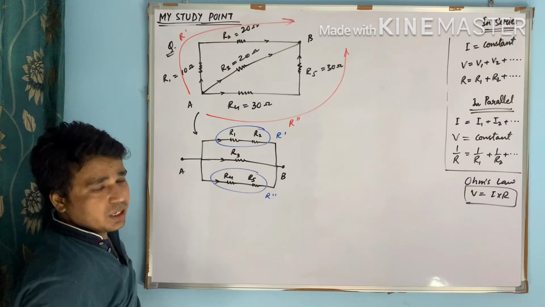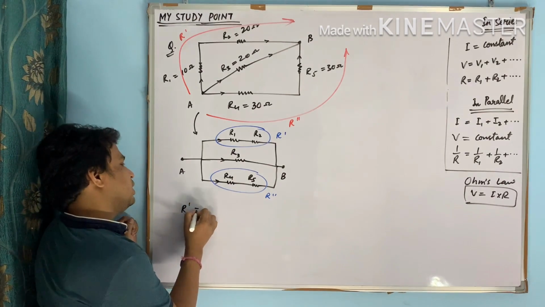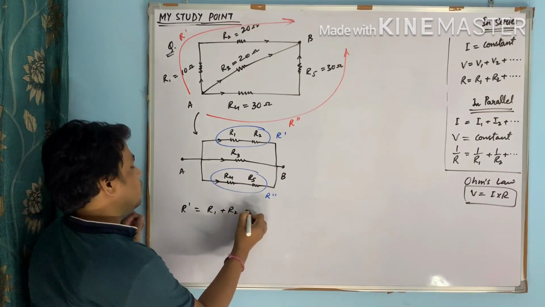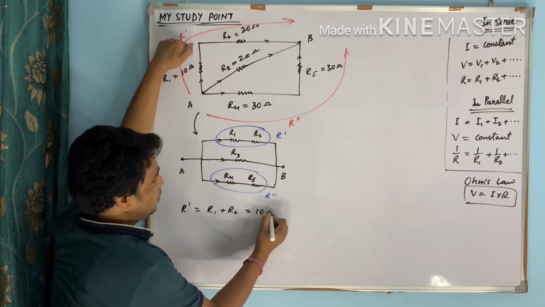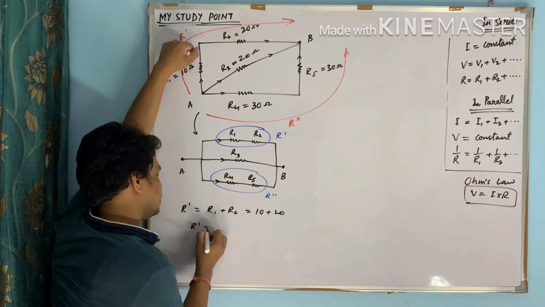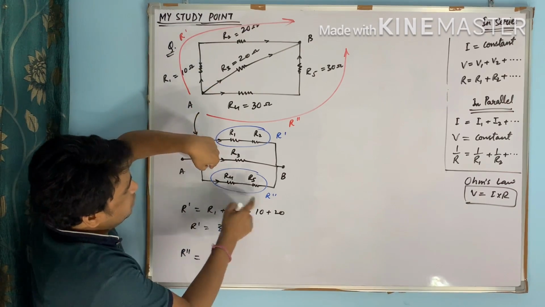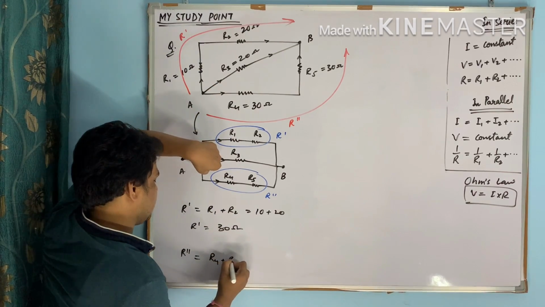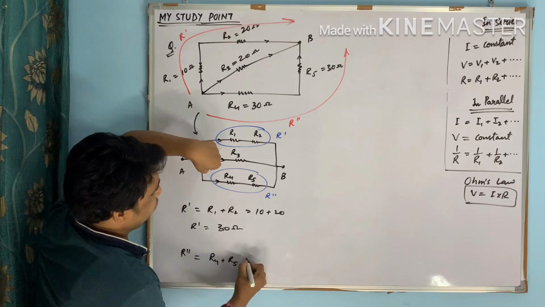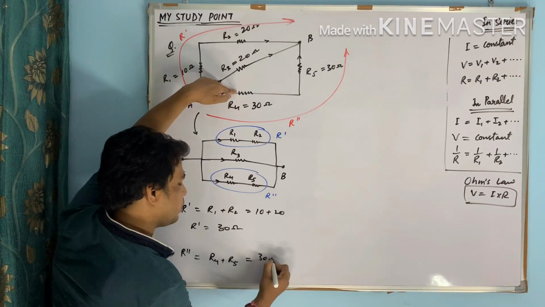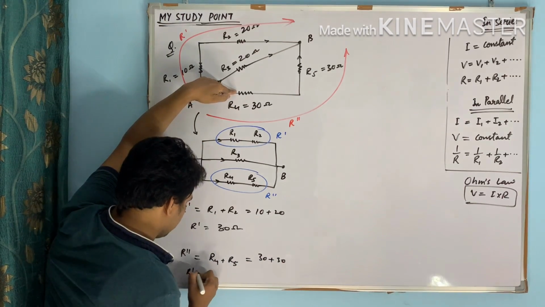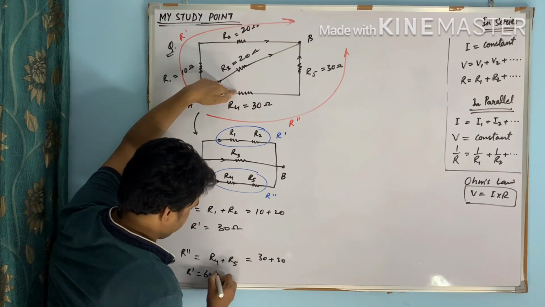So R1 and R2 in series give R dash. R dash will be what? That is R1 plus R2. That is how much? 10 plus 20. R dash is 30 ohm. R double dash is R4 plus R5. Both are in series. So values are 30 plus 30. How much? R double dash comes out to be 60 ohm.